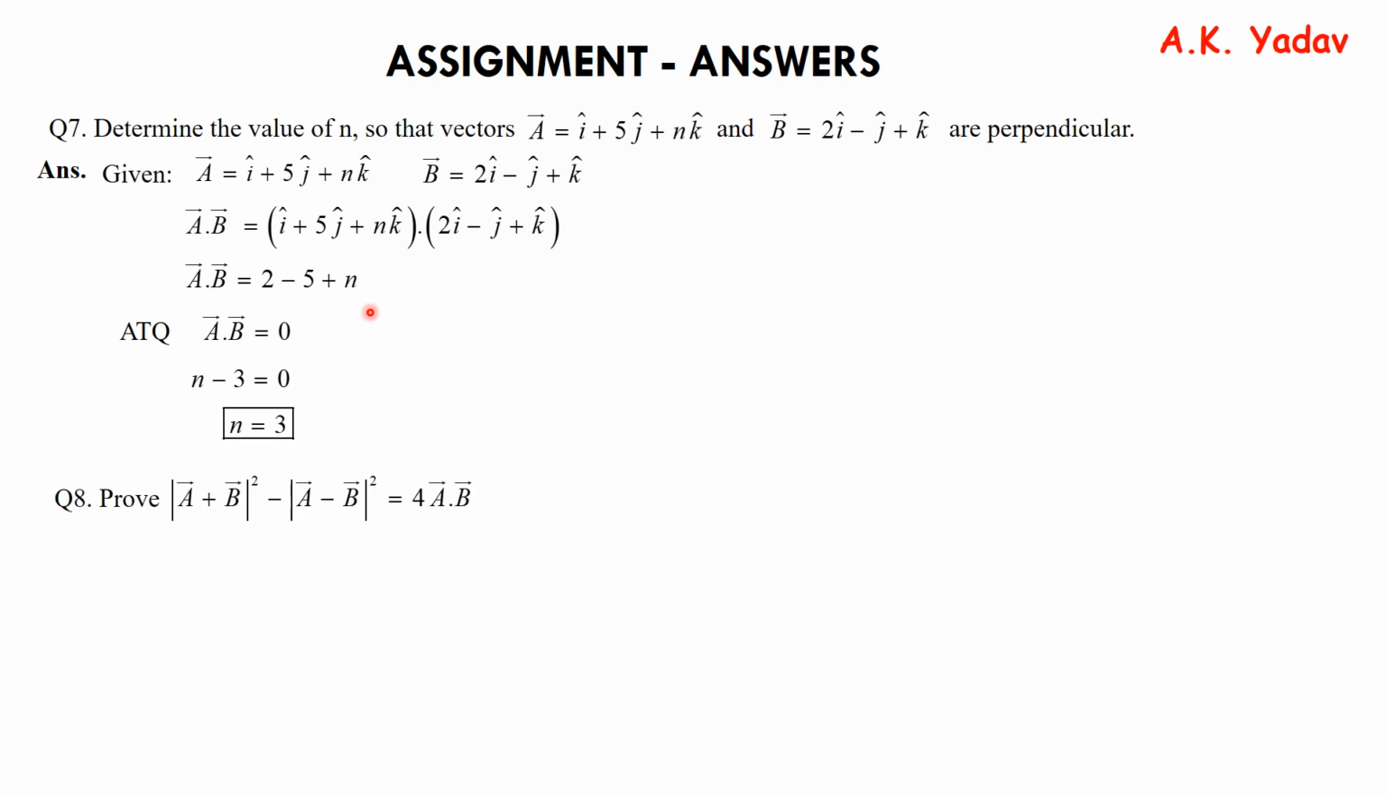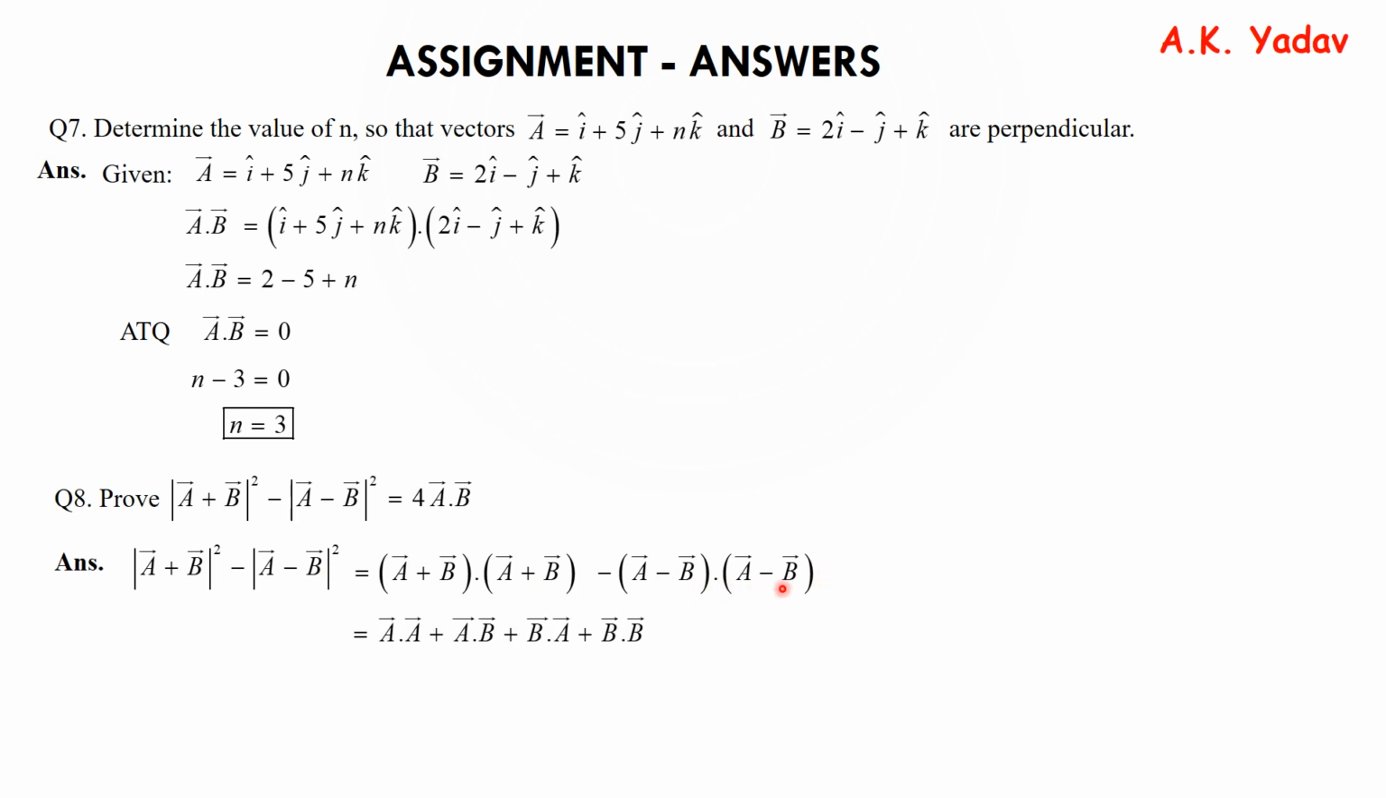Question number 8. Prove that the square of the magnitude of (a plus b) minus the square of the magnitude of (a minus b) is equal to 4 times the dot product of a and b. So, this is the left hand side. Now, this can be written as (a plus b) dot (a plus b) minus (a minus b) dot (a minus b).